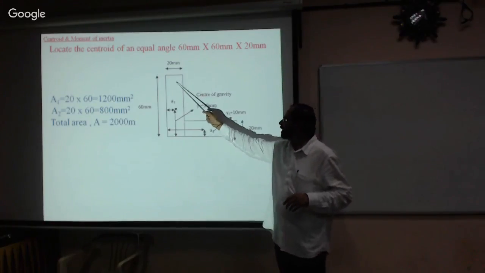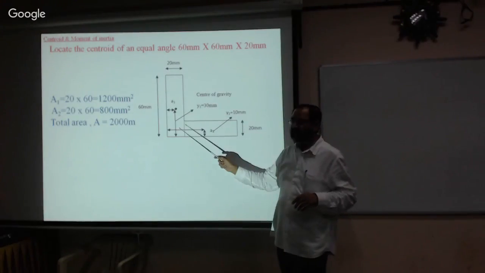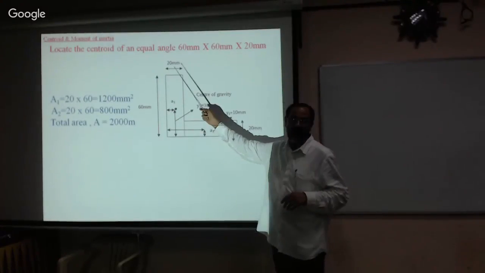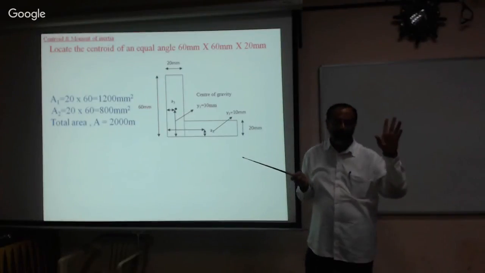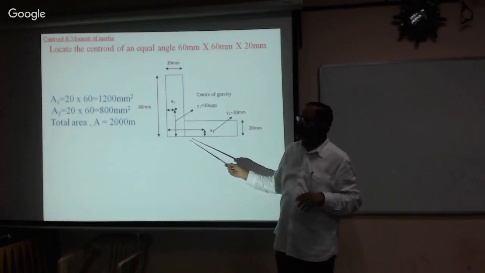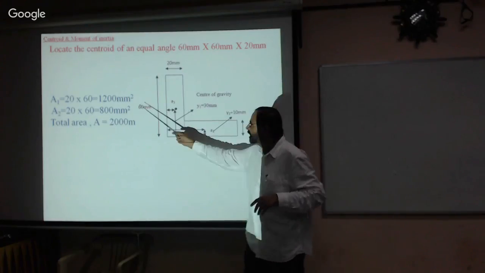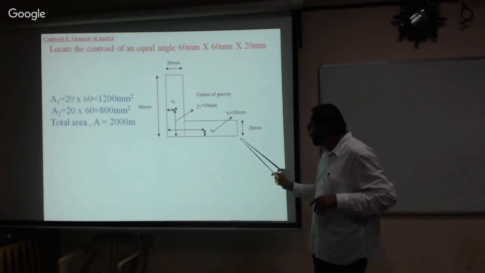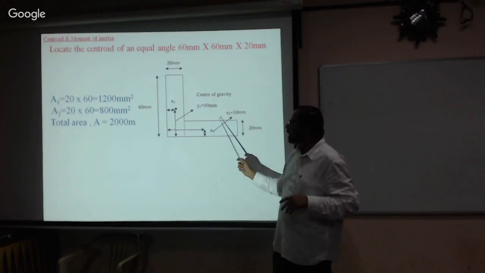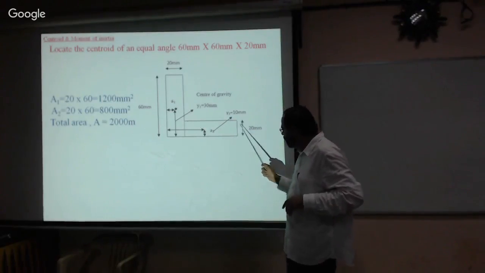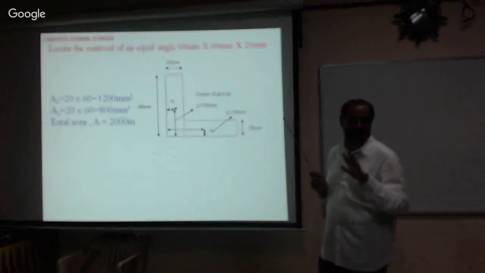Now this is section 1, a rectangle, and section 2, a rectangle. Calculate the area A1, which is 20 into 60. Always remember, in solving these problems of centroid and moment of inertia, adopt this approach: first write the dimensions, 20, 60, that is the area. Similarly, A2 is 40 into 20. I think there is some error here; please make a correction. This is 40 into 20. This is the best way to adopt.